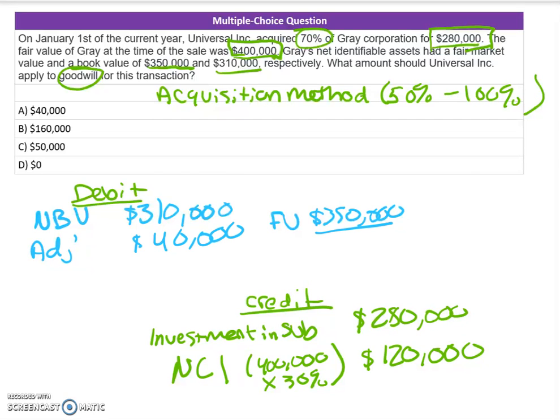So now we're up to $350,000. We are missing a total of $50,000. Our credit side, this is going to equal $400,000. We need these to balance out. So we're going to apply this to goodwill.